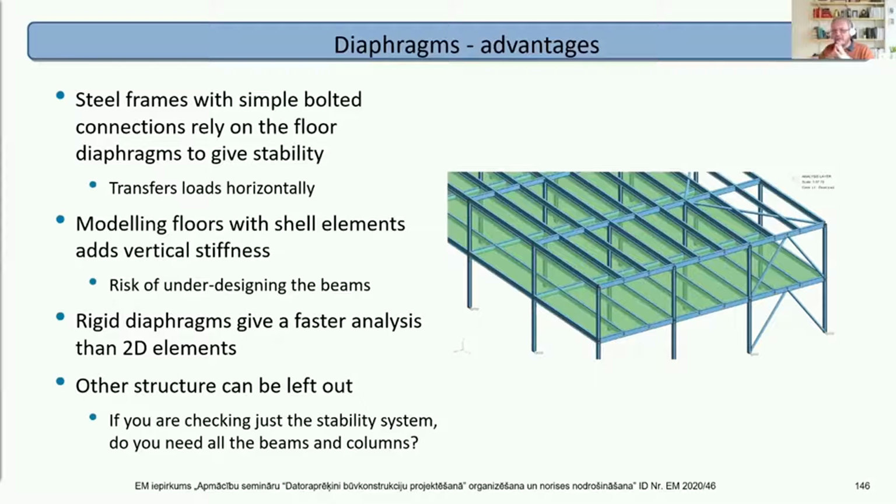So what we find is if we model the slab as a diaphragm, we can leave the slab out of this model, and as I mentioned before, if we're modeling just the stability sections, we're modeling just the bracing and brace bay. Do we need all the other beams if we're modeling just stability? If we are doing gravity and stability in the same model, and that can work, then yes, we do. Now, diaphragms have some disadvantages.